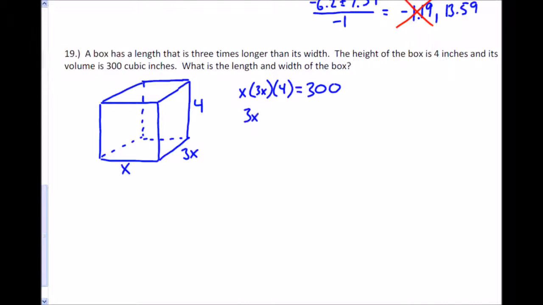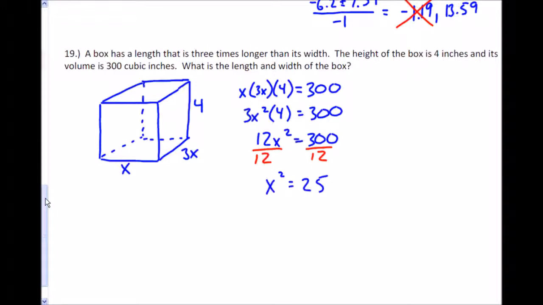That gives me 3x squared times 4, which is just 12x squared. And now I have to solve this for x. I go ahead and divide each side by the 12. Let me write that up here. Let me show my work. So that gives me x squared equals 25.